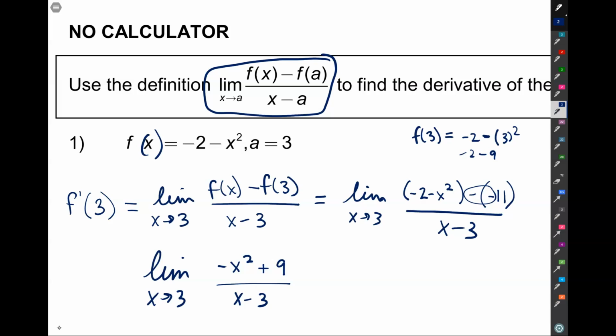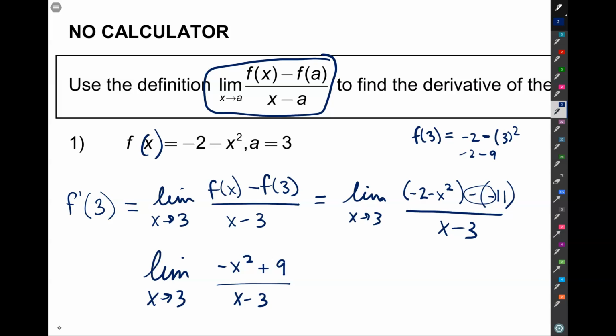So you can plug in for a at the end, or you could do it at the beginning like I did. Because everywhere there's an a, I plugged in 3. So limit as x approaches a, as x approaches 3, f of x minus f of a, how about f of x minus f of 3? All right.